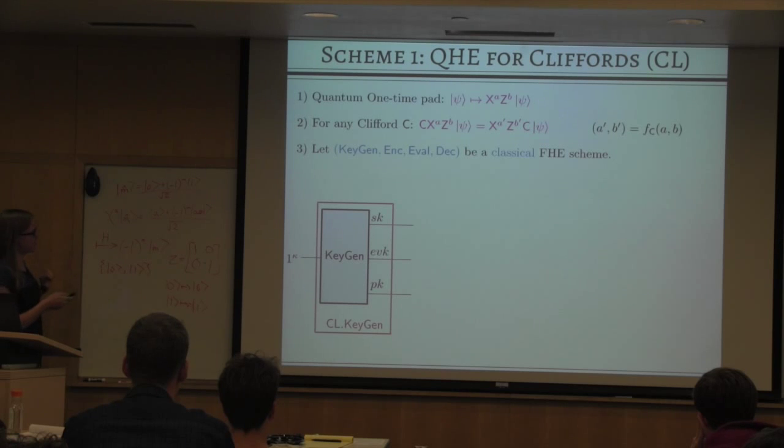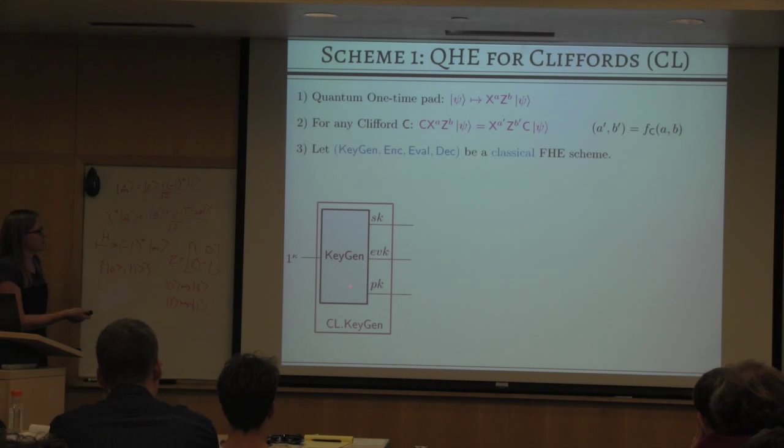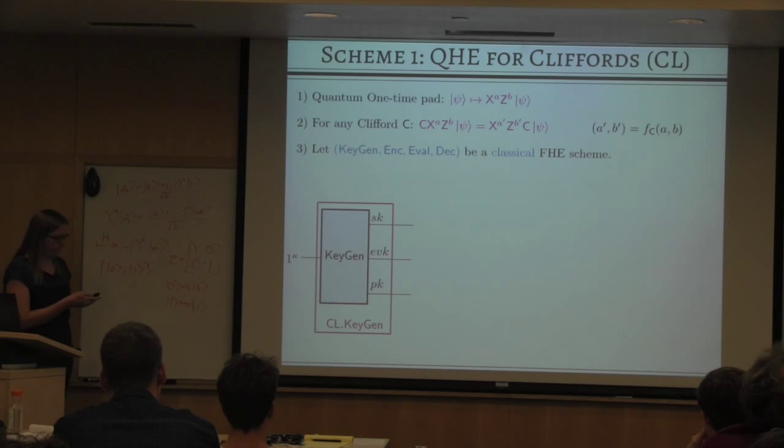Okay, and here's how it works. To begin with, we need to generate keys. So we're going to just call the key generation procedure of the classical homomorphic encryption scheme and output its keys.